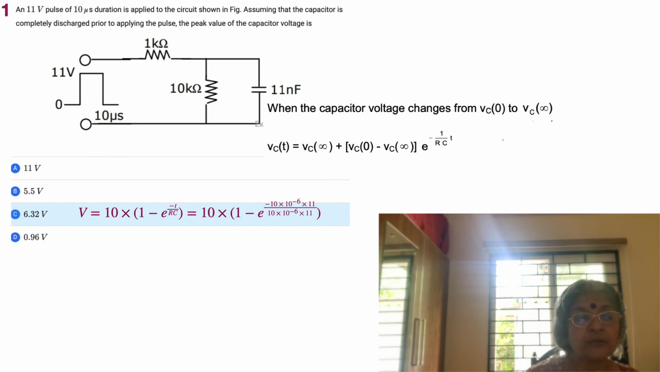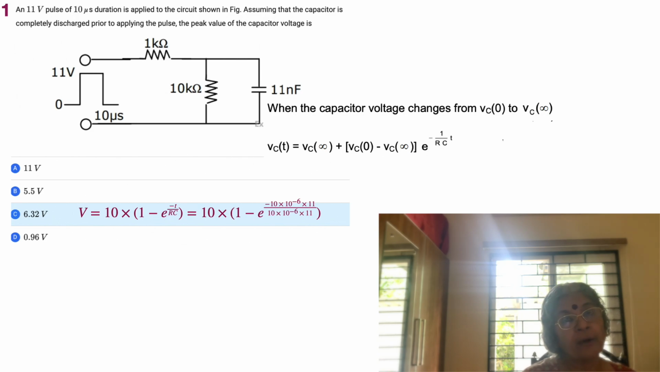When the capacitor opens out, inside the circuit we have 1 kilo ohm and 10 kilo ohm. In other words, the resistors share the voltage of 11 volts. So we have 10 by 11 into 11, or 10 volts. Now 10 volts of the pulse is available across the capacitor. For how much time? Only for a time equal to 10 raised to minus 6, or 10 microseconds.